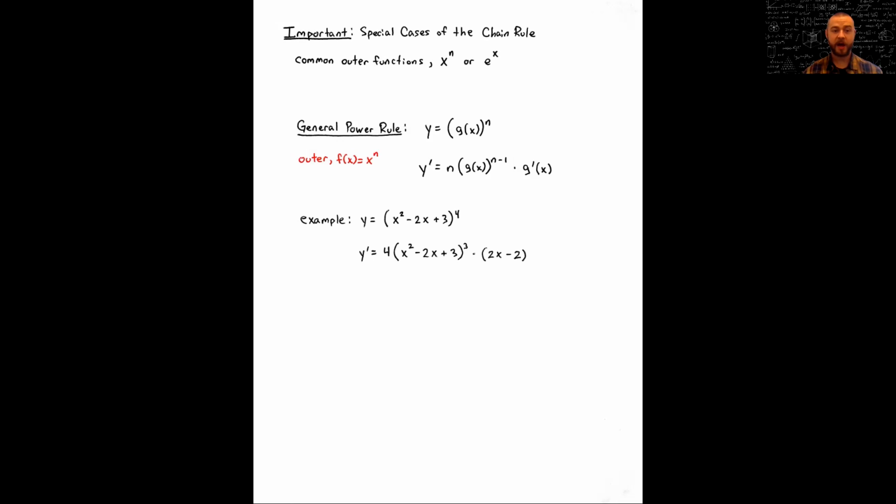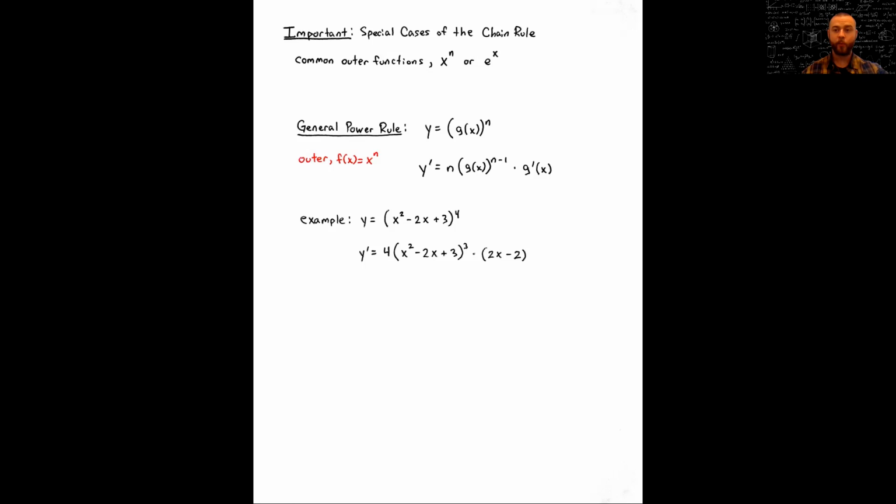Now you can apply divide and conquer here, but it's a lot more efficient to now use this special case of the chain rule. So the general power rule is the chain rule. It's just a tailored version for functions raised to powers.